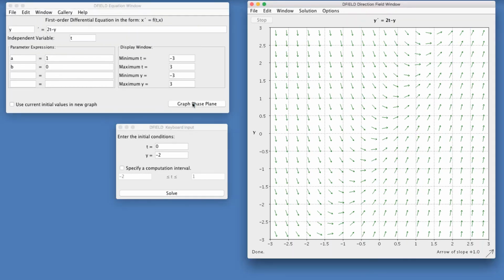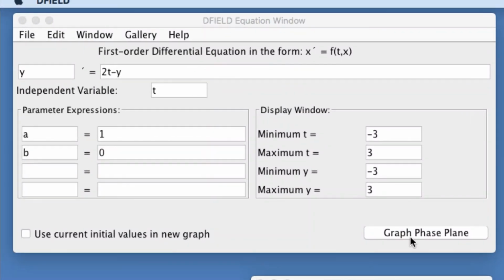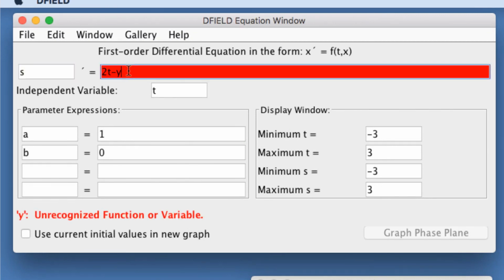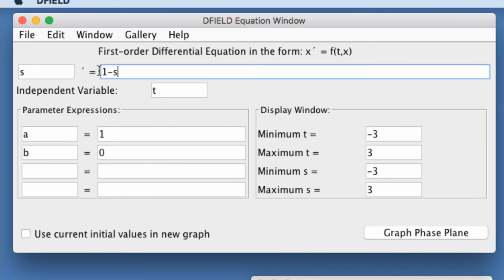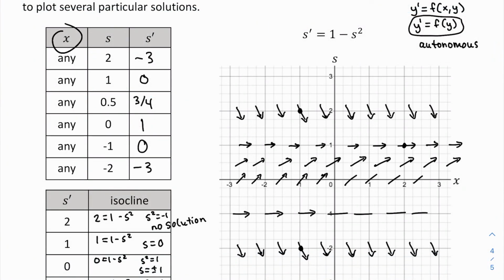Okay, I'm going to go back now to our D field. I'm going to erase the image we had there, come back up to here. We want this to be s prime now. We want this to be 1 minus s squared. The independent variable could be t. It doesn't really matter what it is. I can put an x there and it won't matter. I think in our notes it's an x, so I'm going to make this an x as well. And how do I know that from the notes? Because I put x coordinate there and I put an x coordinate down there.